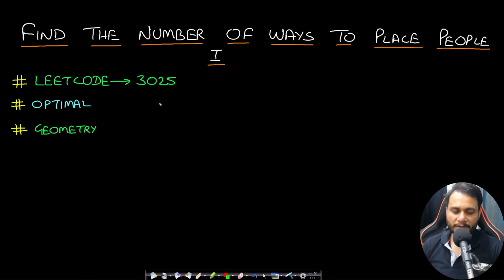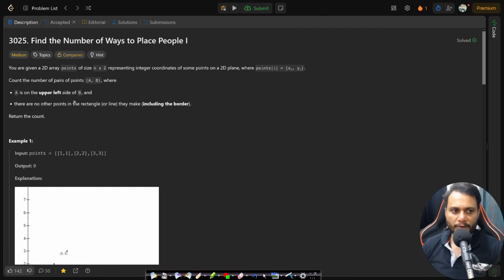Guys, welcome back to TechDose, and in this video we will see the problem Find the Number of Ways to Place People I, which is from Leetcode number 3025. Let's now read the problem statement.